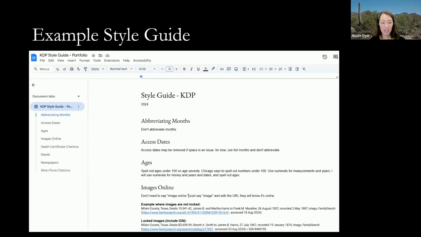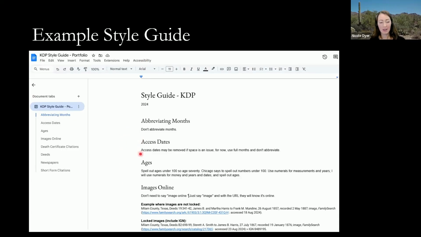So the style guide that I used for my kinship determination project was just a pretty basic, simple document for the things that I was trying to remember that I couldn't always remember across different things. Some things I could remember just fine, so it's not comprehensive. So I decided not to abbreviate the months at all.